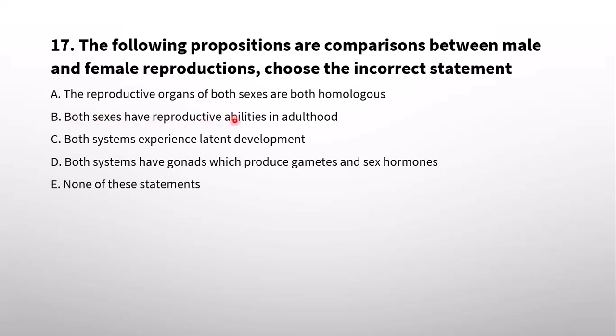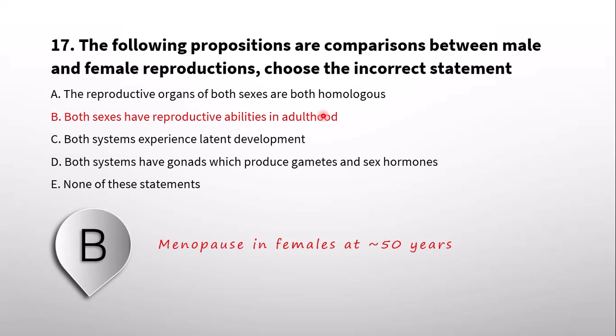Both sexes have reproductive abilities in adulthood. Well, I think that's the answer. Yes, I think they meant both sexes have reproductive abilities throughout adulthood. Females have menopause around 50 years, where their reproductive abilities greatly decline or even cease. Yes, menopause. Anyways, let's move to the next. Both systems experience latent development. Yes, we have puberty. D. Both systems have gonads which produce gametes and sex hormones. Yes, none of these statements are incorrect. So B.